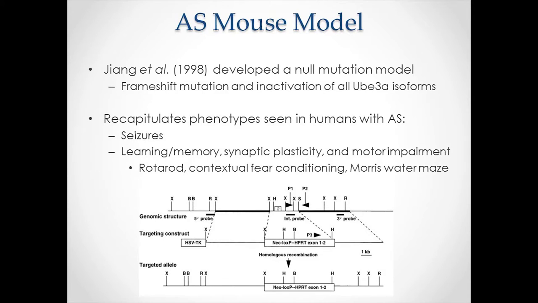And they also, with the adenosine receptor mice, they also have, when you look at EEGs, spontaneous seizures, even though you do not see behavioral seizures. There are also learning and memory deficits, synaptic plasticity deficits, and motor impairment problems. And this can be seen throughout a vast array of behavioral testing, some of which I've listed here.